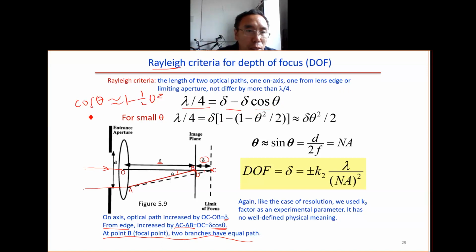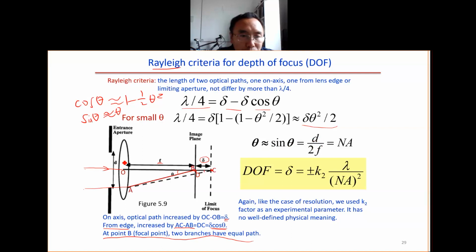So we know about this approximation: cosine is equal to 1 minus theta square over 2. Then it's given by this formula here. Then from here, we have theta square. So for the small angle, theta is roughly equal to sine theta, equal to d over 2 lambda.